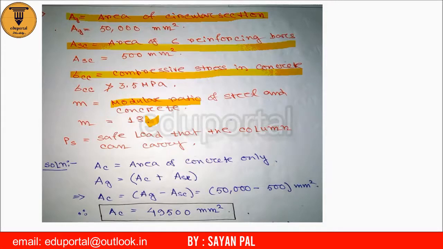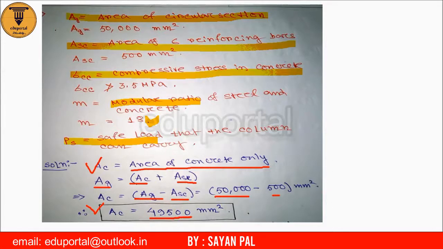Okay, and PS is the safe load that can be carried by the column that we need to determine. So for that, we will first determine AC. AC is the area of the concrete portion only. We know gross cross sectional area is the cross sectional area of concrete plus cross sectional area of the steel. So cross sectional area of the concrete equals AG minus ASC, that is 50,000 minus 500. So AC is coming as 49,500 mm square.